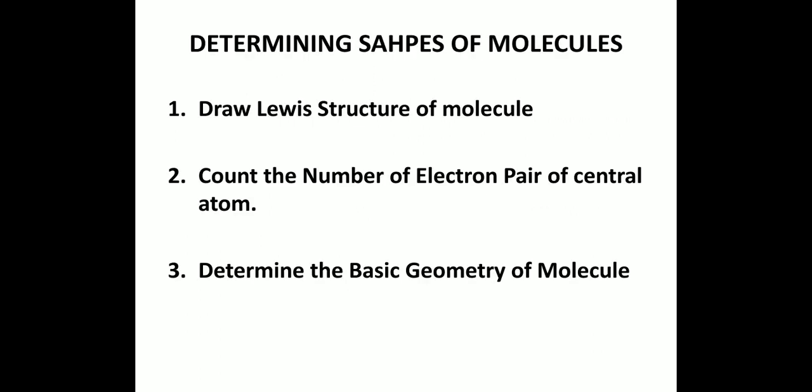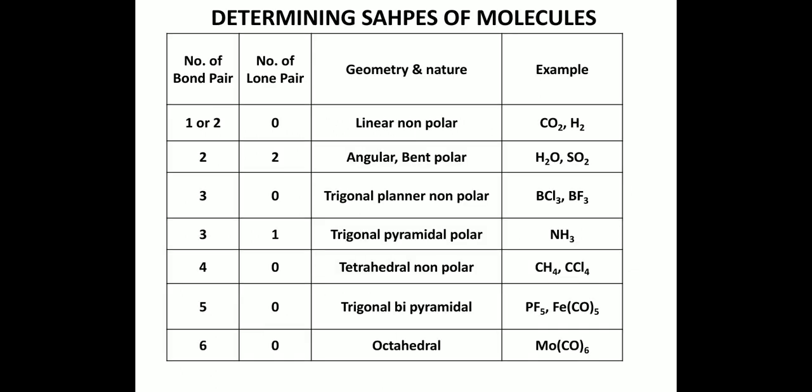To determine the shape of molecules, we follow some rules. First, draw the Lewis structure of the molecule. Count the number of electron pairs of the central atom and determine the basic geometry of the molecule. Now, dear student, there is a table for you that helps you determine the shape of a molecule as well as its geometry and its nature.